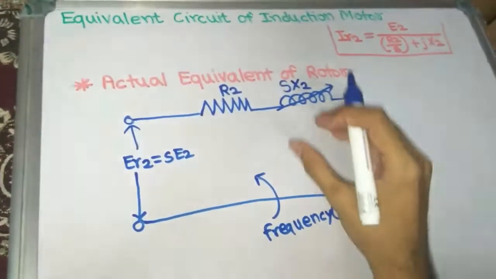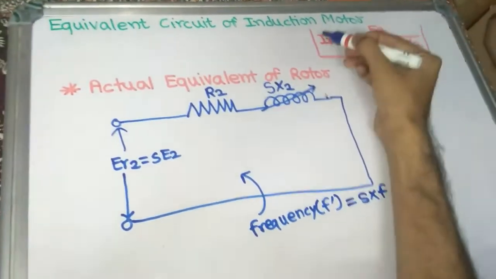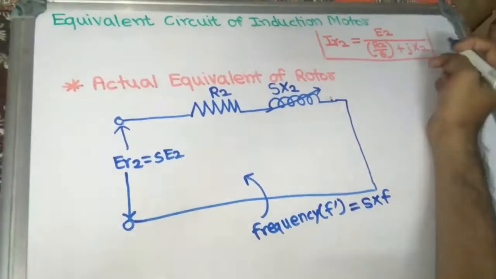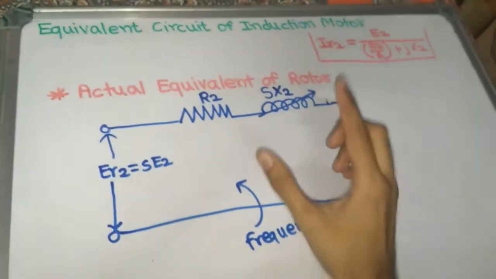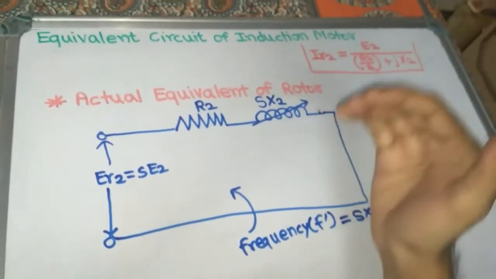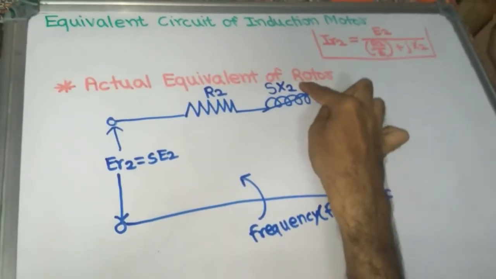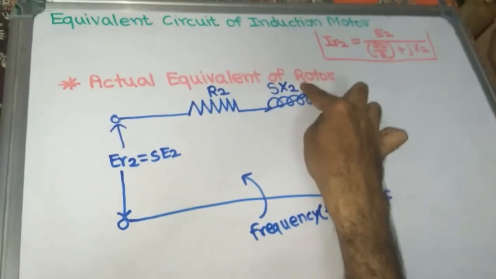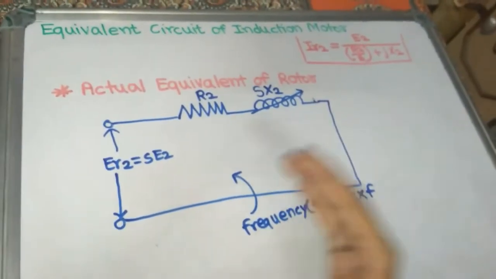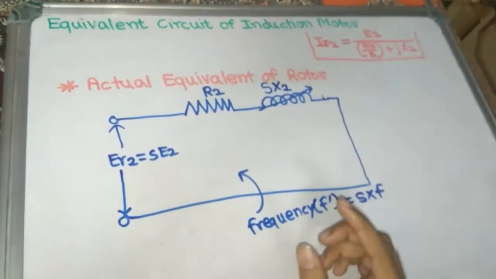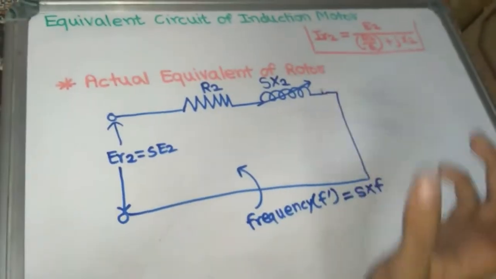By making all these reverse things, we can draw another equivalent circuit using this equation: IR2 is equal to E2 by R2 by S plus JX2. In this new rotor equivalent circuit, the slip S is removed from the reactance, so rotor reactance X2 becomes constant, the frequency of rotor is equal to supply frequency and also becomes constant, and only the rotor resistance per phase is varying in that equivalent circuit.